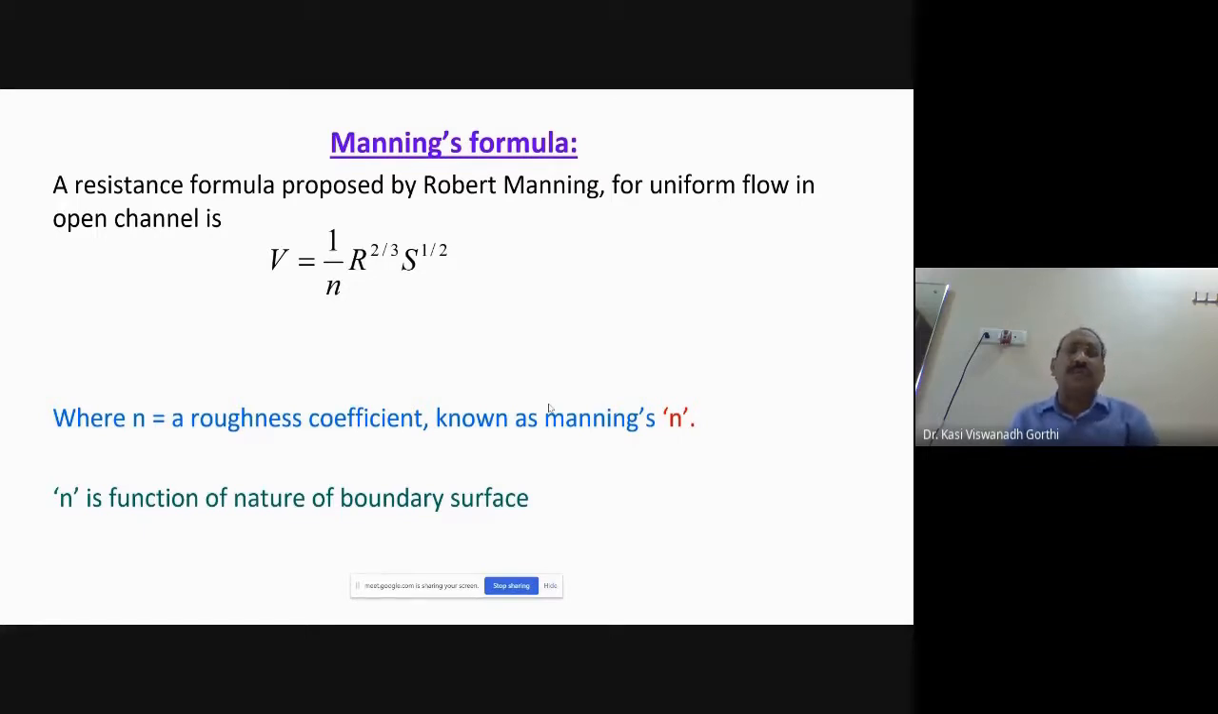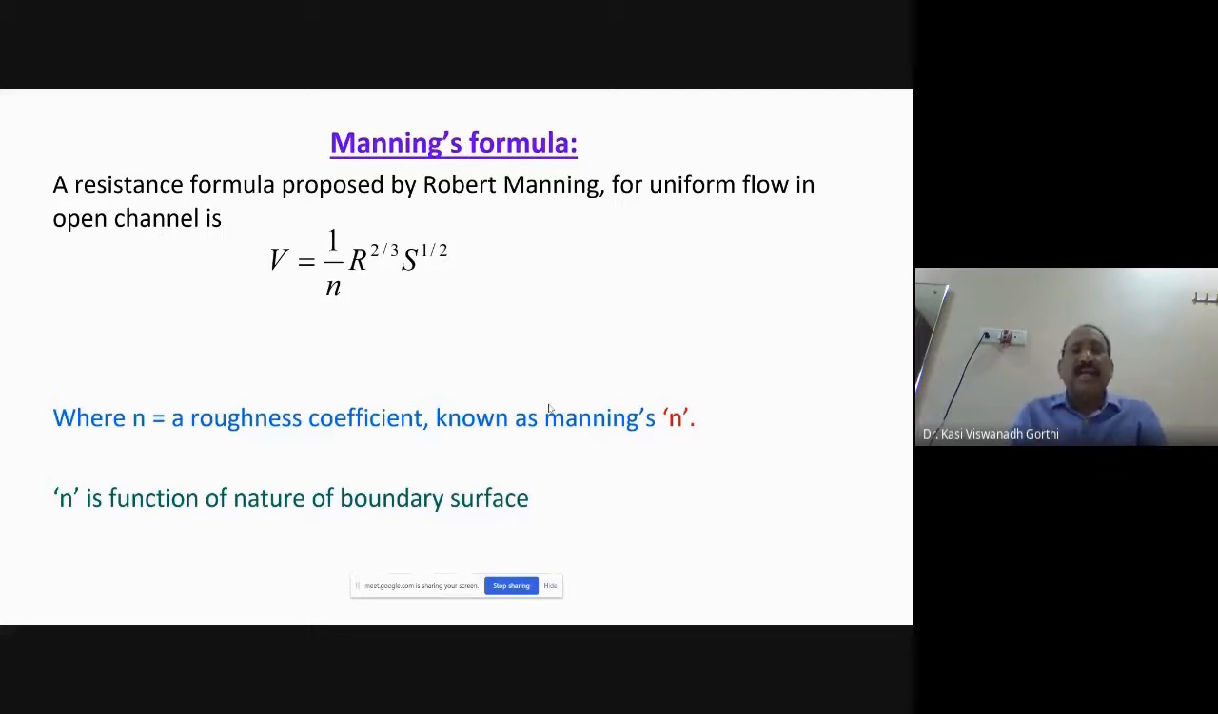Many parameters would affect the value of n, because the boundary surface sometimes may be smooth, sometimes rough, sometimes varying from time to time, or varying with the flow parameters. All this will have a bearing on finding the value of n. But if you know the value of n, the velocity can be computed. V is equal to 1 by n R to the power 2/3 S to the power half. S is the longitudinal slope, which you can determine precisely. R is the hydraulic radius, A by P, wetted area by wetted perimeter, which you can calculate.